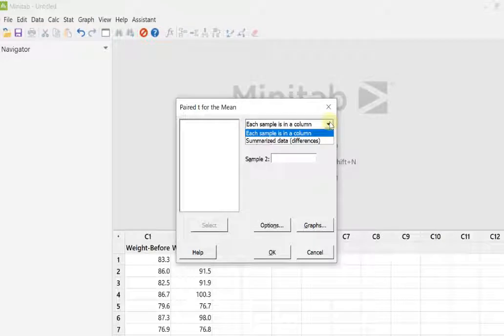Each sample is in a column, or you have summarized data, which I don't. But if you did, let's say you created a column of differences, that's how you would point to that. For example, see that? Summarized differences. I would say my sample size is this, my sample mean is that, and the standard deviation. These should be differences though, not for individual samples.